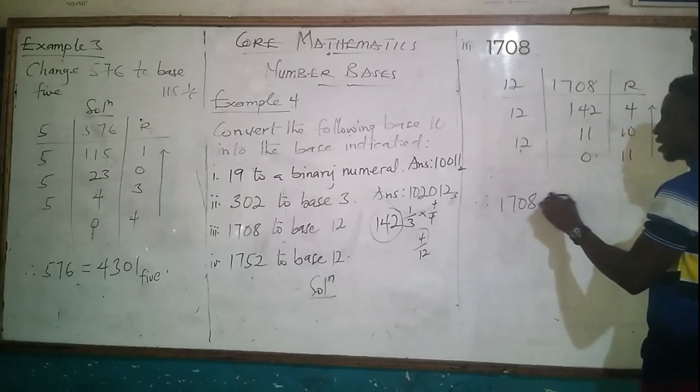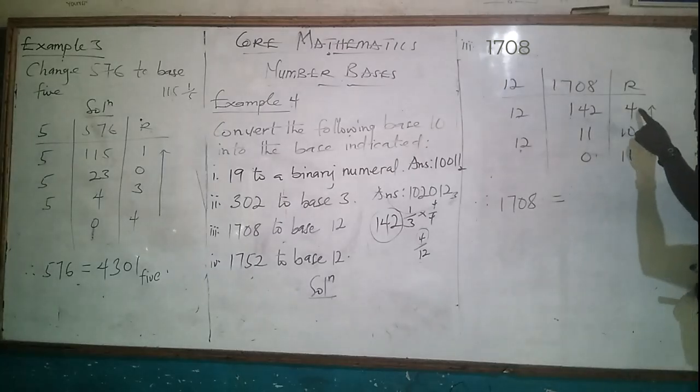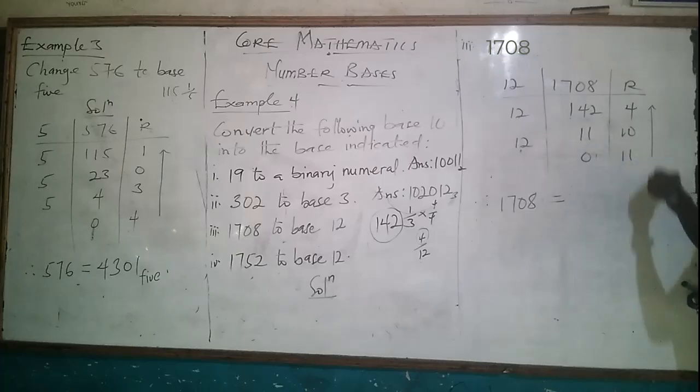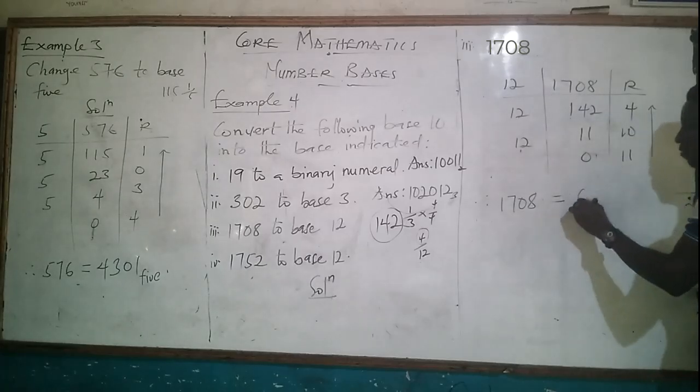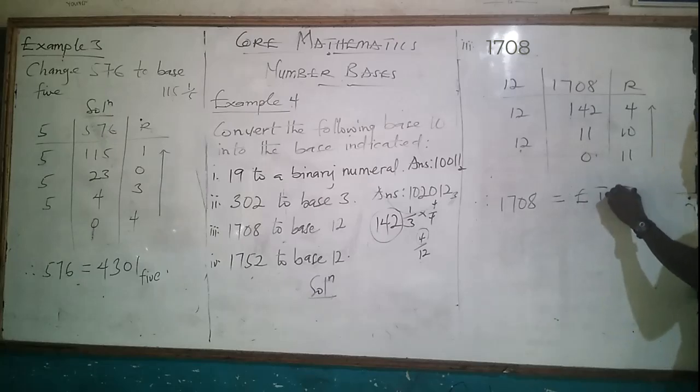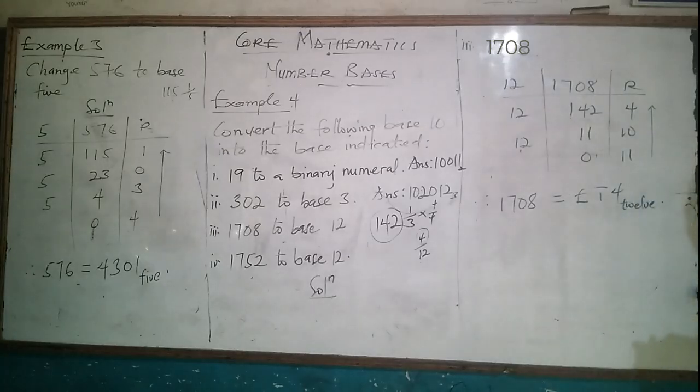1,708 base 10 is equal to, in base 12, we said we have the 4, we have the 10. 10 in base 12 is represented by T and 11 is represented by E. So I'm going to have, starting from here going this way, my E, then the T, then the 4, then base 12.